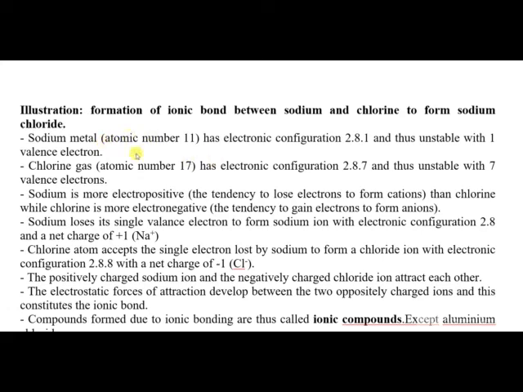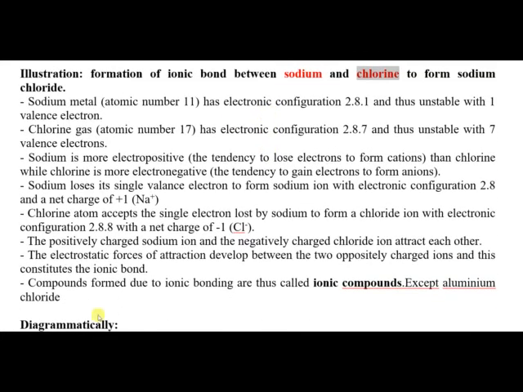I have some illustration here: formation of an ionic bond between sodium and chlorine. Sodium is a metal, chlorine is a non-metal. So how do they form their bond? Sodium is atomic number 11, has electron configuration 2, 8, 1, and thus is unstable with 1 valence electron. So it has to lose 1 electron. Chlorine is atomic number 17, has electron configuration 2, 8, 7, and thus is unstable with 7 valence electrons. So chlorine needs 1 to be stable, and sodium would need 7 to be stable.